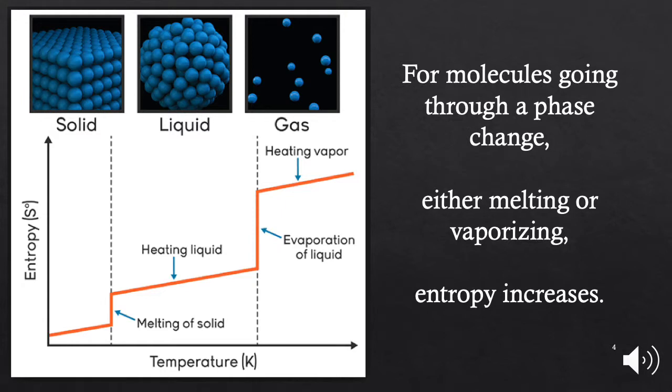Gases have the most freedom of motion. Liquids have a greater freedom of motion than solids. More complex molecules also have a greater freedom of movement.